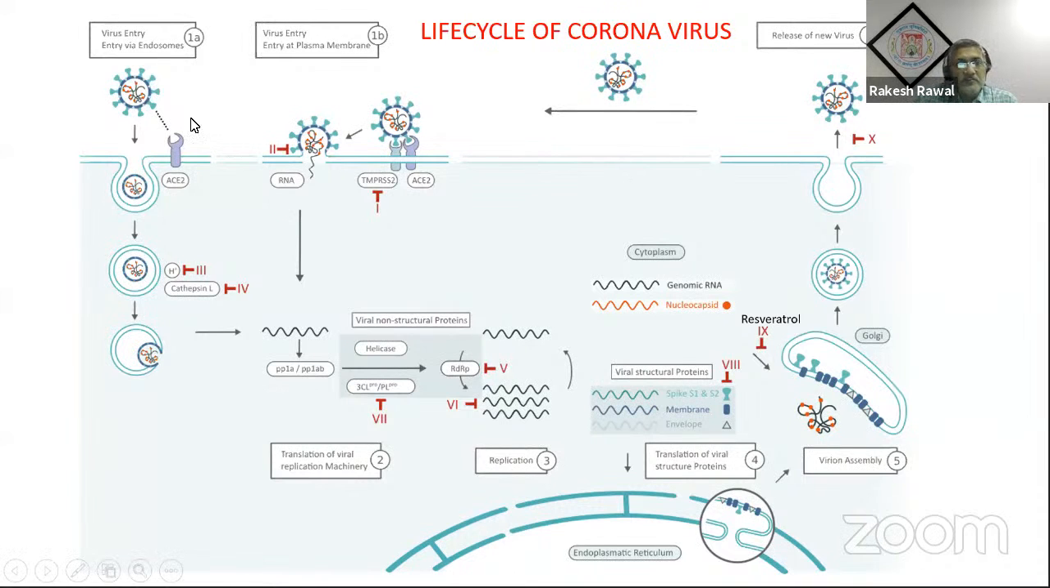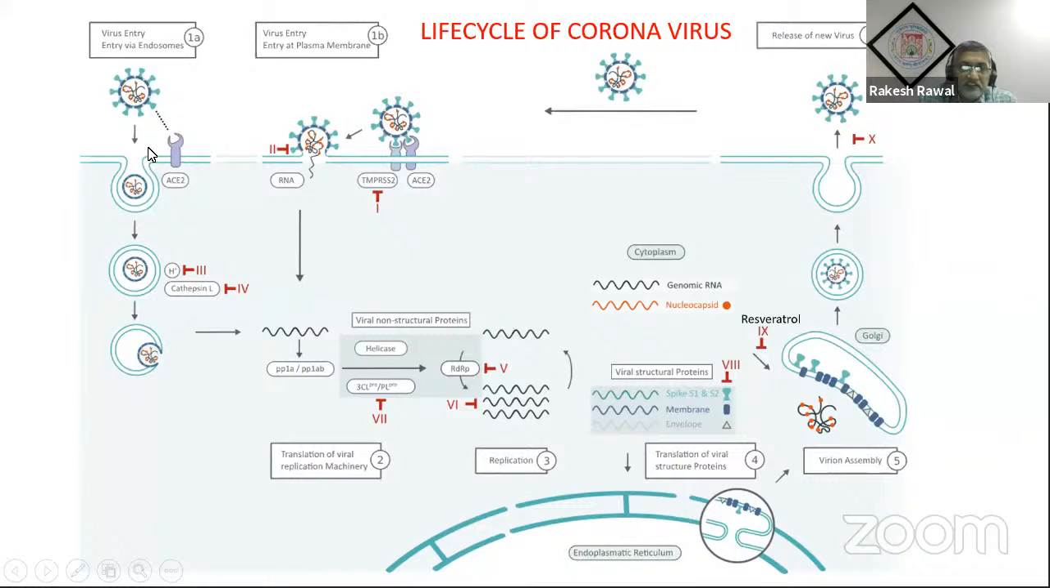Can we restrict them from entering at the receptor level, so that you develop some antagonist which goes and binds to the ACE2 and doesn't allow the virus to sit over there? That would be something prophylactic. People say that you eat this and you will protect yourself from viral infection. So there are two ways. Either you prevent the entry of the virus, which we call prophylaxis or chemoprevention.